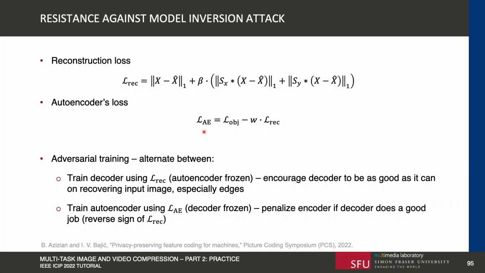So that leads us to adversarial training. And so the training alternates between training a decoder using this top loss and then training the autoencoder using this combined loss.